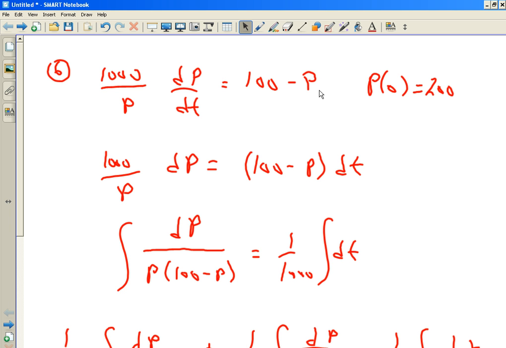One they run away from, it's unstable. One they gravitate toward, it's a stable equilibrium. I think it's trying to get to 100. It started at 200 and it's trying to get to 100. So this is a logistic decay curve from 200 to 100, I think.